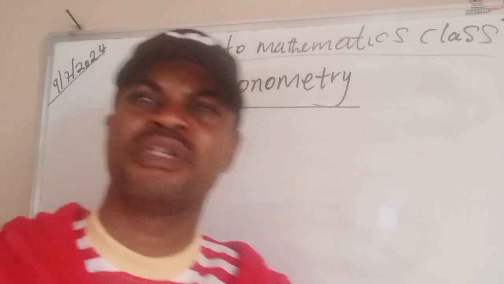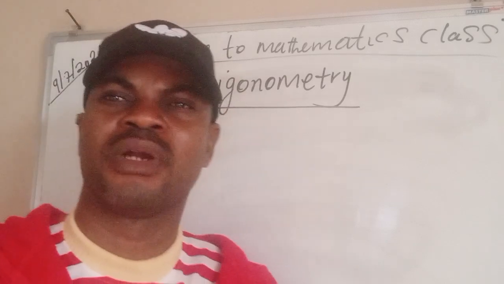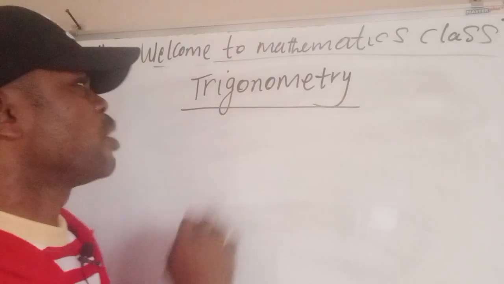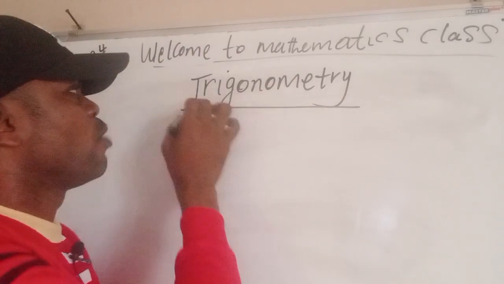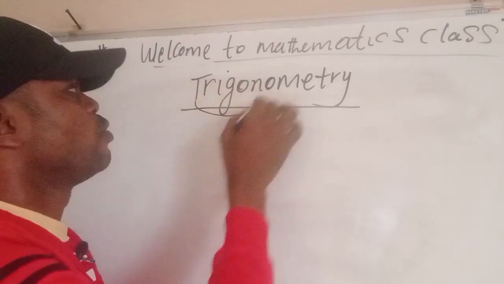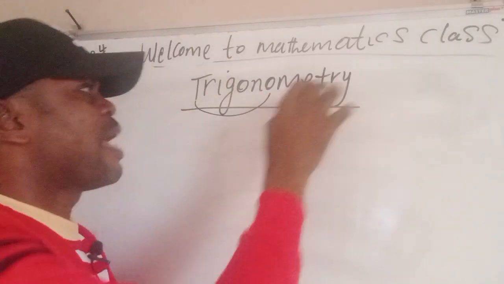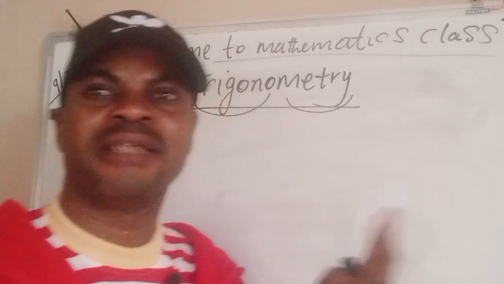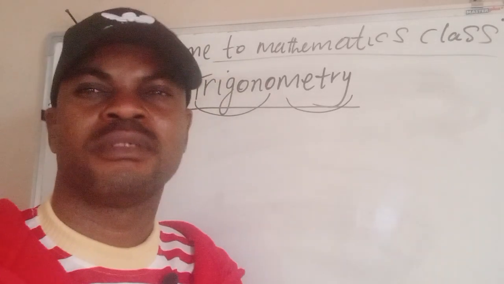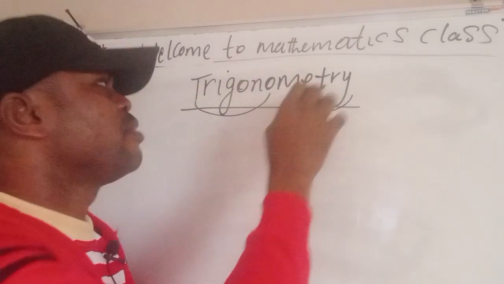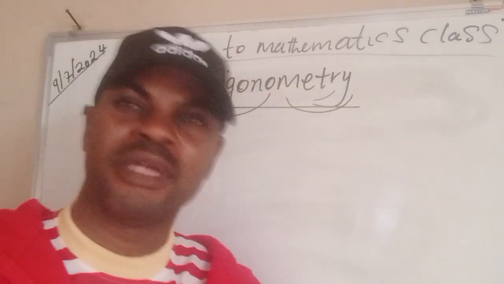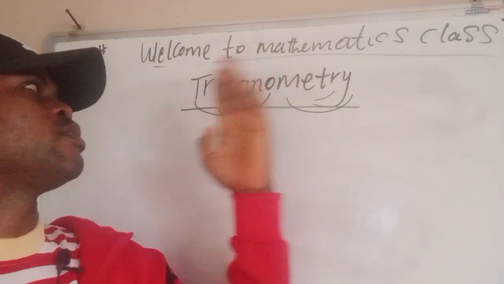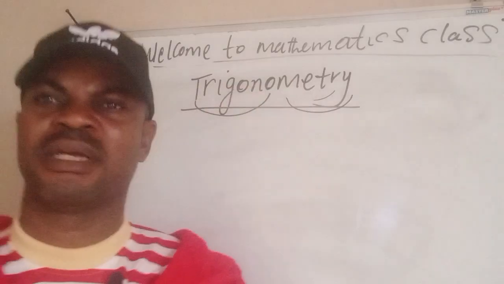Of course, let me take it from the root word, the etymology of the word trigonometry. Going by the etymology, trigono means triangles, and metry means measurement. So if you concatenate these two major syllables together, you're going to have measurement of triangles, because trigono means triangles and metry means measurement.